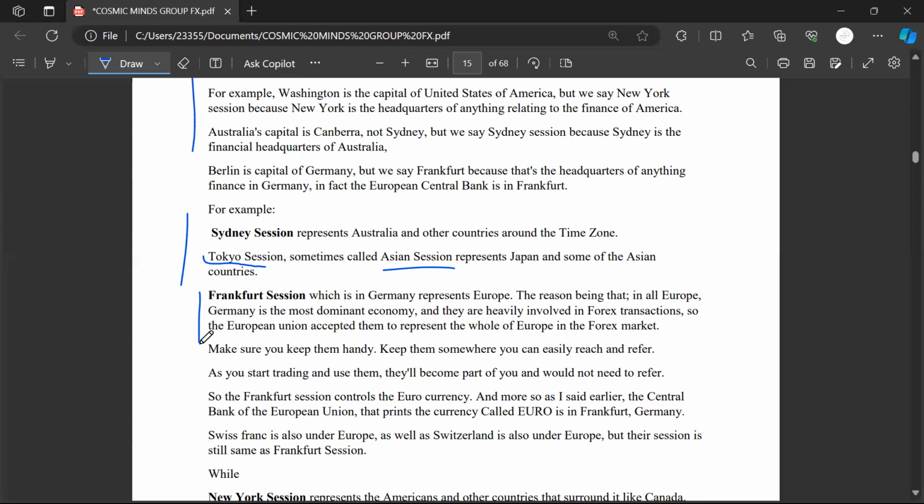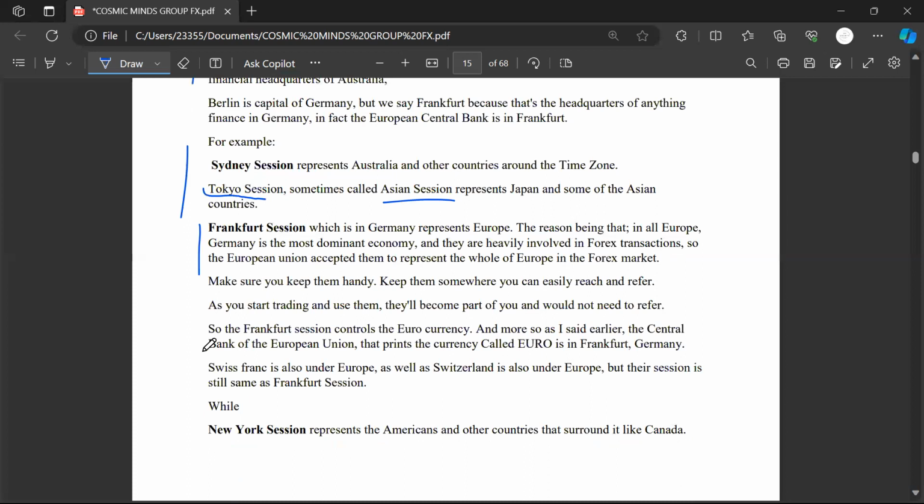Make sure you keep them handy. Just with time you become abreast with that. You don't even force yourself too much. With time you become familiar with it. It's common. It's simple. Understand? As you start trading and using them, they will become part of you and you will not need to refer to them, like I said.